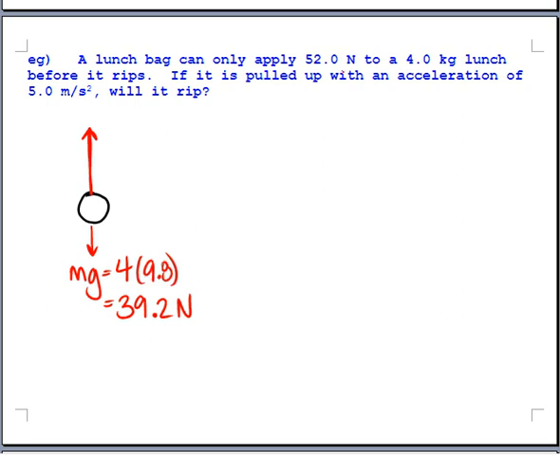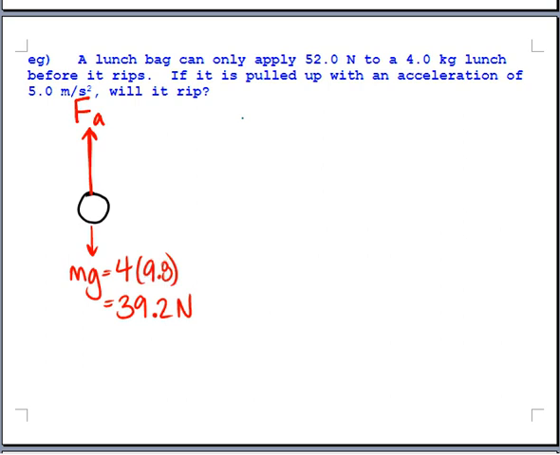The 52 newtons is actually not how much force you pull with. We don't actually know what the applied force is, so I'm just going to put it in there as FA. 52 newtons is just what we're going to compare the applied force to, to see if the bag rips or not. So we're pulling upwards with some unknown force. We don't know what that is yet, but that's okay. Let's just leave it as FA. And that's actually it for the diagram.